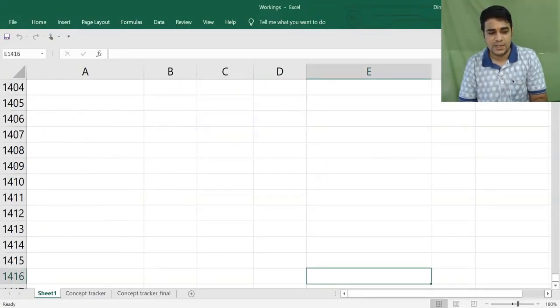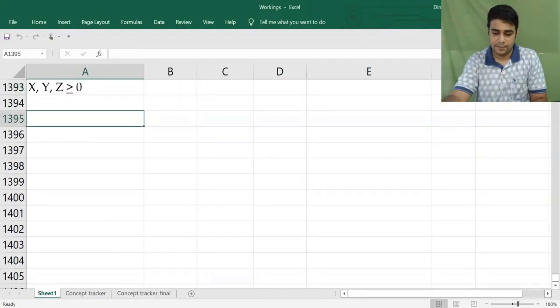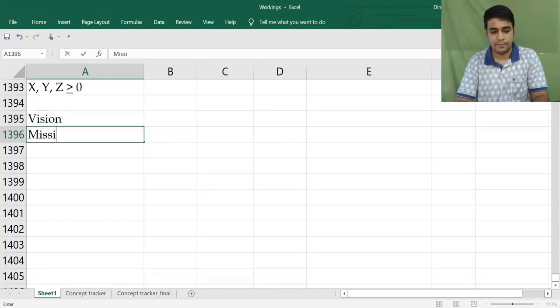Any idea what is vision and what is mission of a company? What is vision and what is mission? Vision tells us where are we going. Where do you want to reach? Mission tells us what we are, what are we doing. I think broadly this is the definition. Mission, what are we doing?